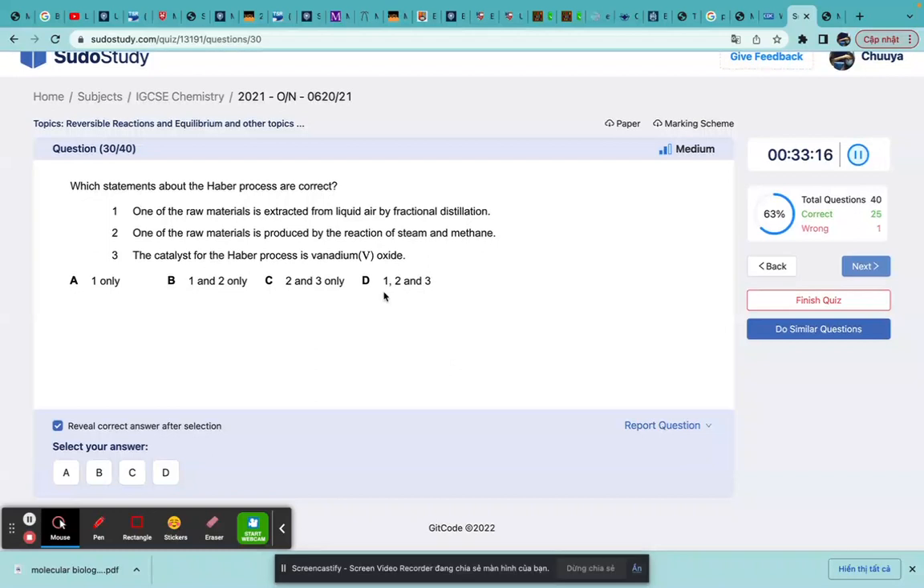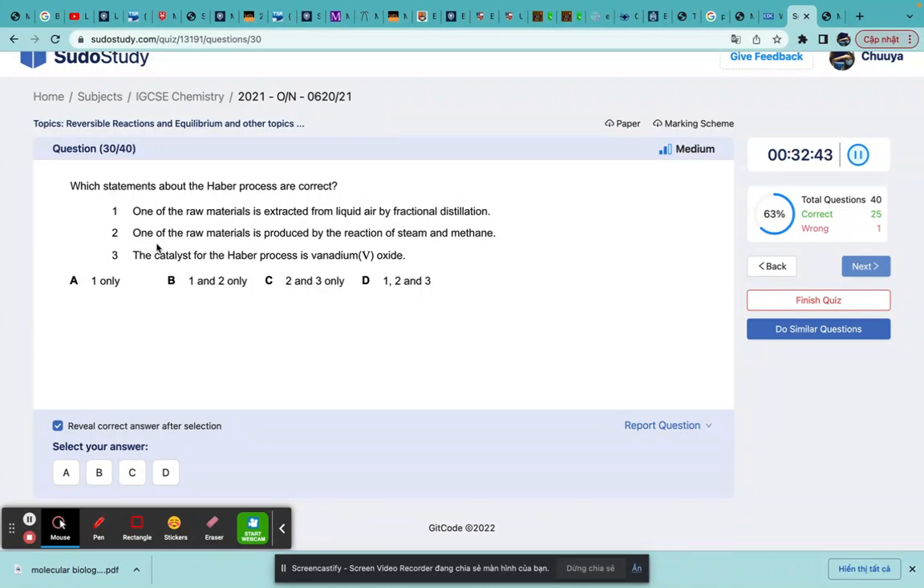Haber process. Yes, number 1. Haber catalyst is iron. Vanadium oxide is the contact process, I believe. Yeah. This one is contact, so which leaves us with 1 and 2. Or no, 1 and 2 only. So these two are out.